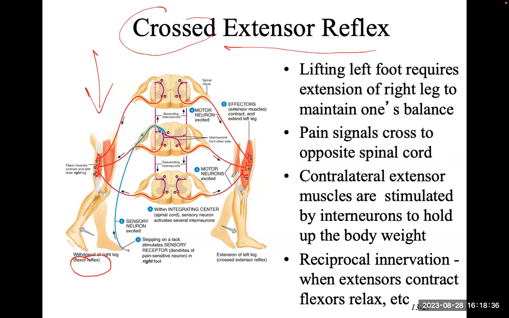Okay, now this only happens in the lower extremity, because you're not going to touch something hot with your right hand, withdraw, and then have your left hand extend to the painful hot burning stove, right? So you understand that the crossed extensor reflex only applies to the lower extremity. It doesn't apply to the upper extremity.